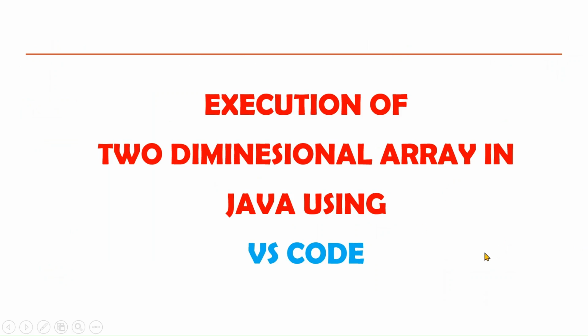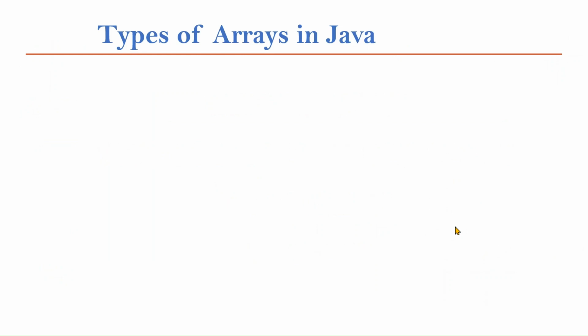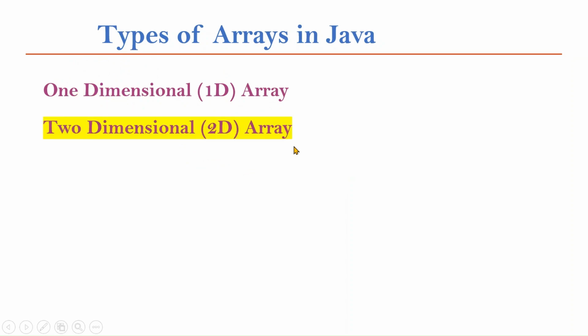Today I will explain to you about the execution of a two-dimensional array in Java using VS Code. Before starting the execution, I will try to explain the theory concept of two-dimensional arrays. So the types of arrays in Java are one-dimensional, two-dimensional, and jagged arrays. Today we'll see about the two-dimensional array.